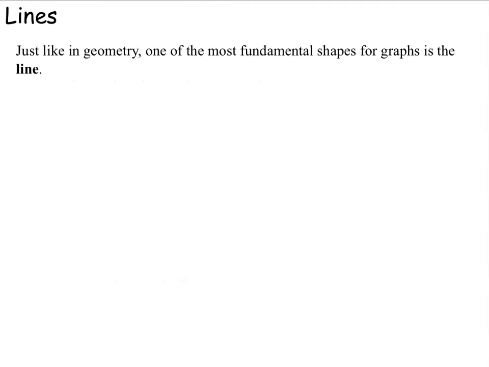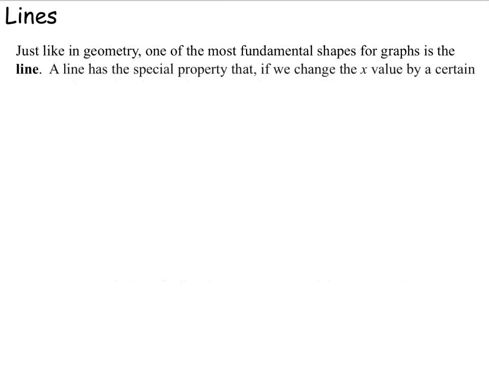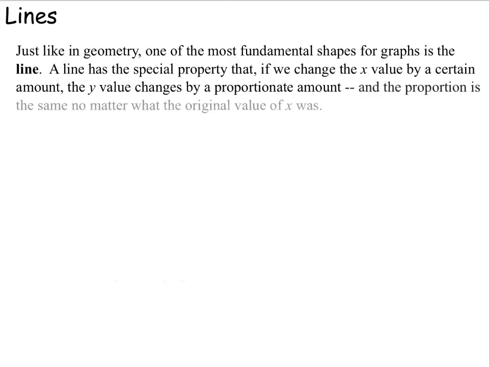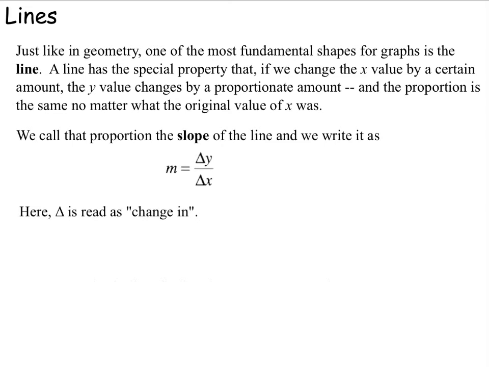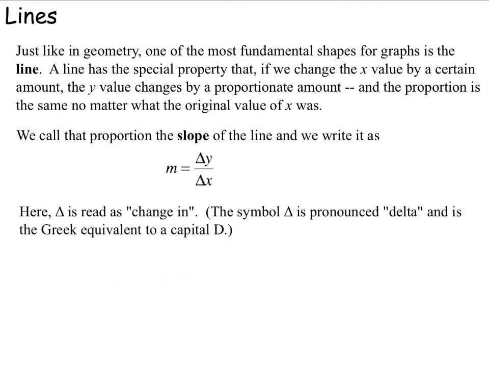Just like in geometry, one of the most fundamental shapes for graphs is the line. A line has the special property that, if we change the x value by a certain amount, the y value changes by a proportionate amount. And the proportion is the same no matter what the original value of x was. We call that proportion the slope of the line, and we write it as m. Here, m equals delta y over delta x. That triangle symbol, pronounced delta, is the Greek equivalent to the capital letter D. As a side note, apparently no one actually knows why m is used for the slope.